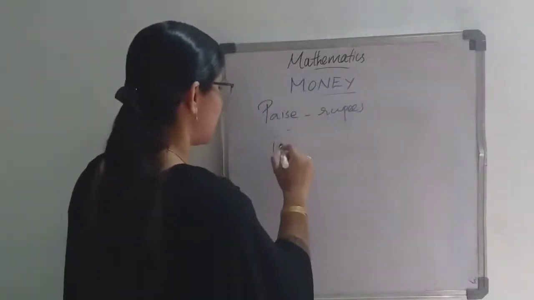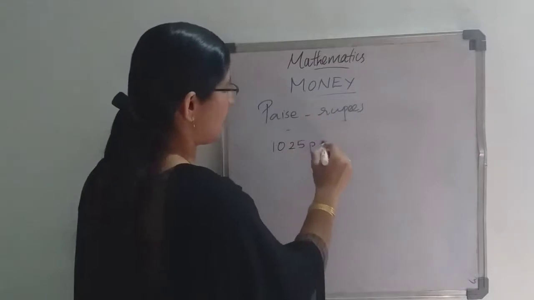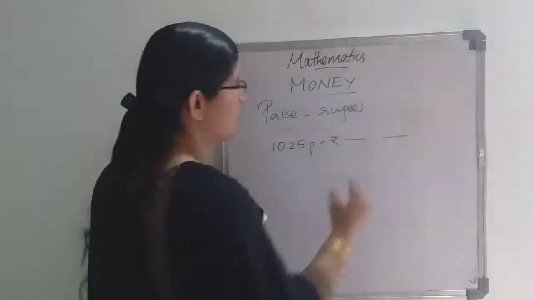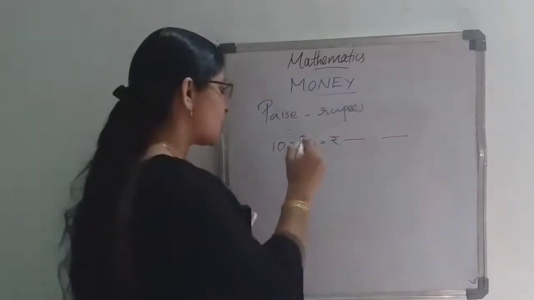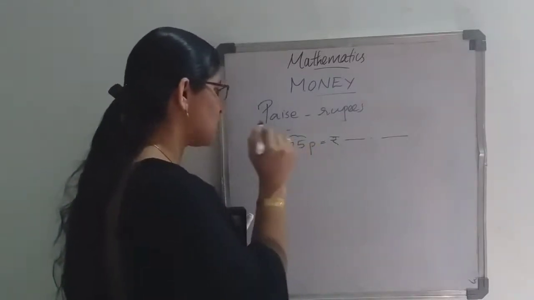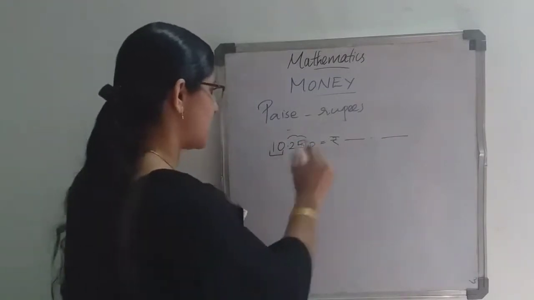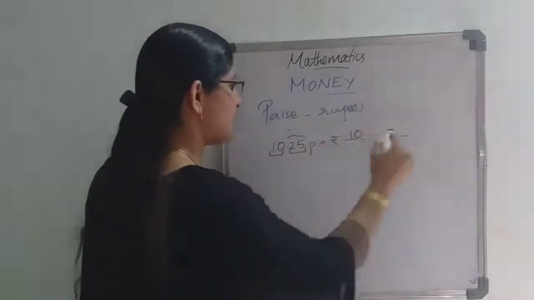Suppose it is 1025 paise. You need to convert it into rupees and paise. How will you convert? We know that paise is every time 2-digit. So after two numbers from the ones place you have to insert the dot. So this 10 is the rupees and 25 is the paise.